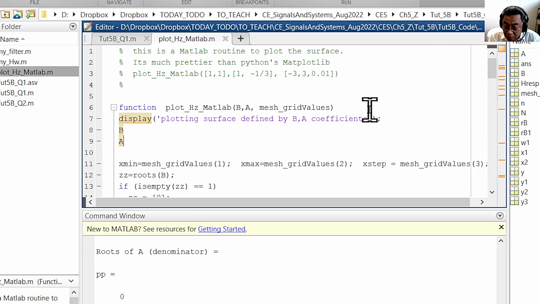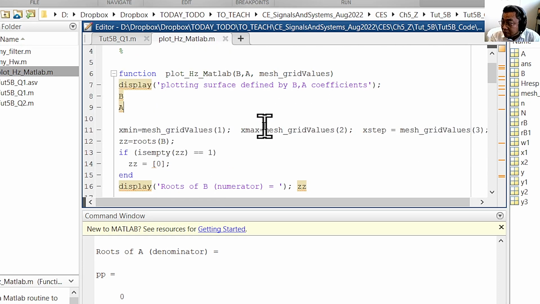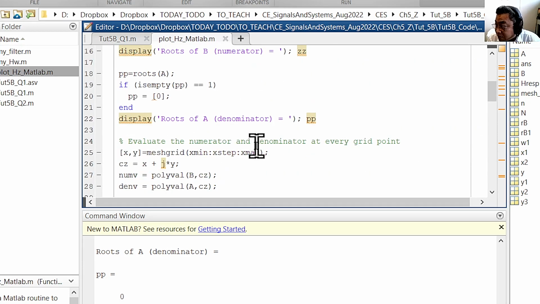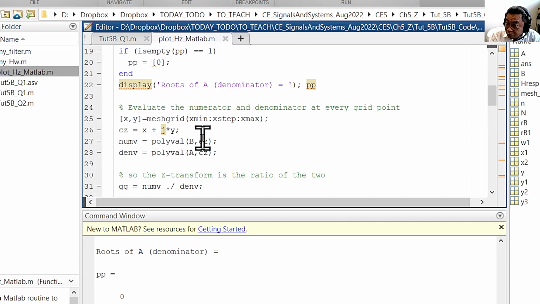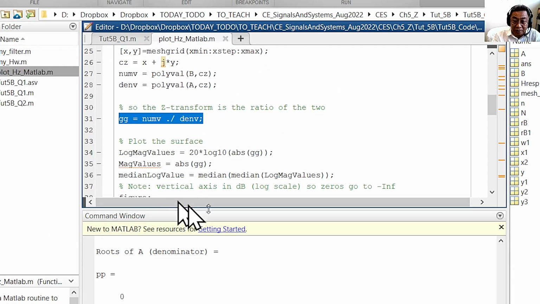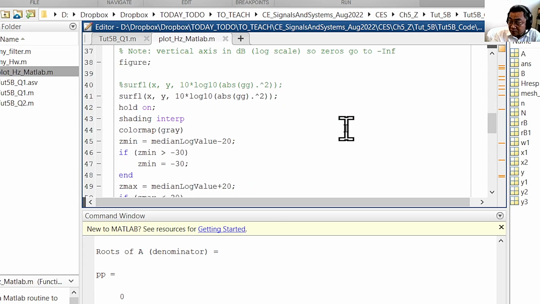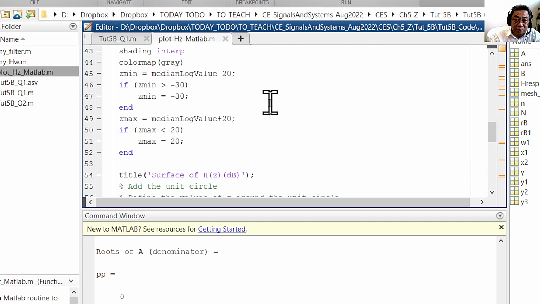To understand the code, what you need to do is to look at plot HC MATLAB. So you are given b and a, the coefficients and the grid values, and the important thing is basically this equation. We are calculating the values of the numerator divided by the denominator for all the points in the mesh grid. So we are calculating H of z for the numerator z divided by the denominator z for each point, and we are given gg, and then later on you'll realize that all we are doing is all these overheads to plot the 3D surface.